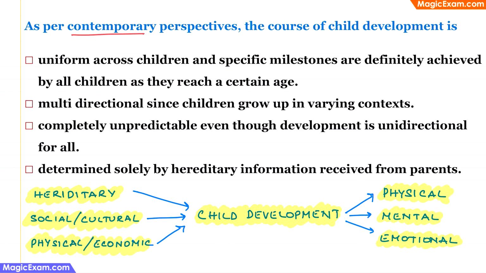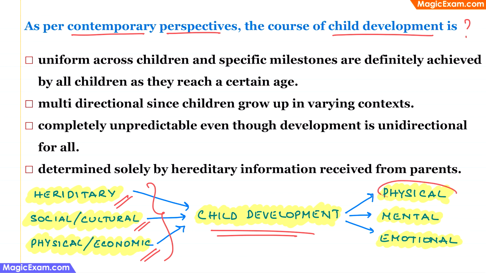As per contemporary perspectives, that is, as per the current scientific thoughts and beliefs, the course of child development is which of the following? Now, before answering this question, we have to understand that the development of a child is affected by various factors such as hereditary factors and social and cultural factors in which the child is growing up, and the physical and economic factors that the child is experiencing. And because of these various factors, the development of a child happens at different paces. In a sense, the development of every child happens in a different pace and a different way.